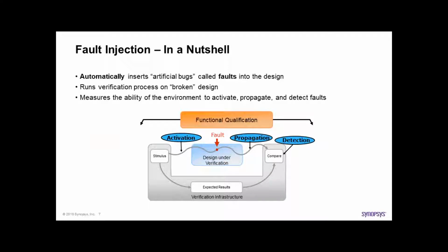So in a nutshell, what we do when we try and use fault injection is we take the design, automatically insert some artificial bugs into the design, these faults in there, run the verification process on this broken design, and measure the ability of this environment to do three things: activate, propagate, detect the faults. That's kind of the summary of what we're trying to do with fault injection. And this is applicable across different verification domains. So I'm going to go into this in the context of formal, but fault injection is just as applicable in the simulation context. You can insert faults into designs for simulation and ensure that you've caught those faults. You're testing your testing environment, and this is an important thing for you to be able to do.